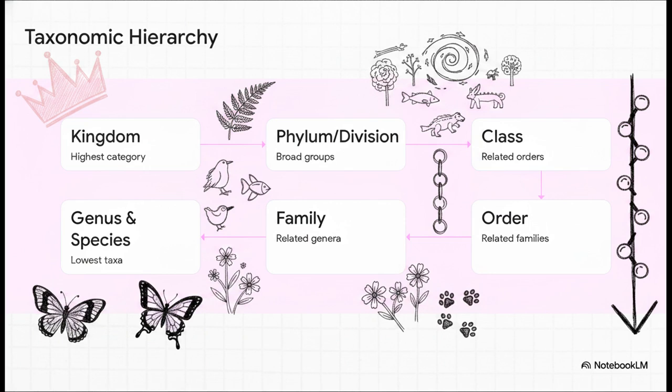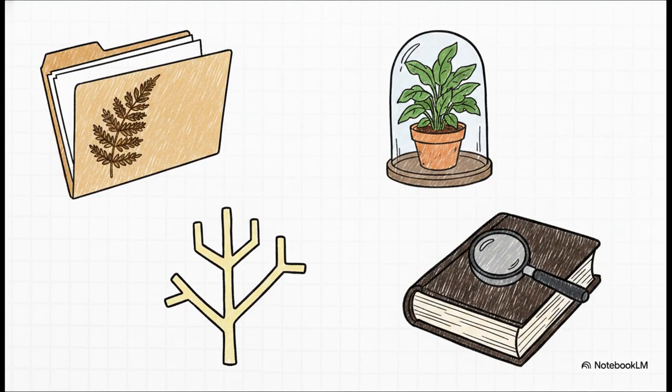Now, as you go lower down these taxonomic ranks, the number of shared common characteristics among the organisms drastically increases. A species is the lowest taxon. It's a very specific, concrete biological unit. To help scientists figure out exactly where an organism goes in this massive filing cabinet, they use taxonomical aids.